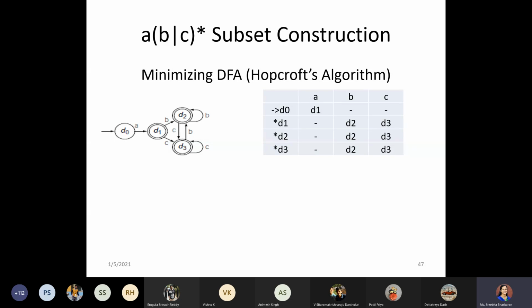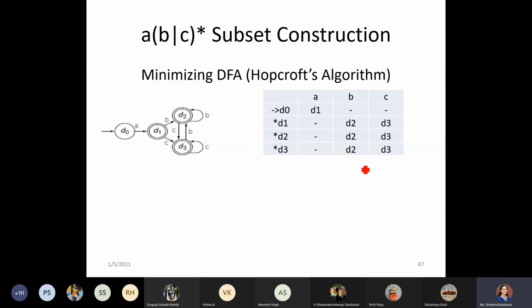Coming to the minimization, I have represented the transition table for the given DFA, as you have learned. D0 is considered the initial state, and D1, D2, D3 are considered final states. With respect to the A transition, what happens? With respect to the B transition, what happens? With respect to the C transition, what happens? From each state it has been mentioned. I have put a dash, which in TOC is mentioned as null.